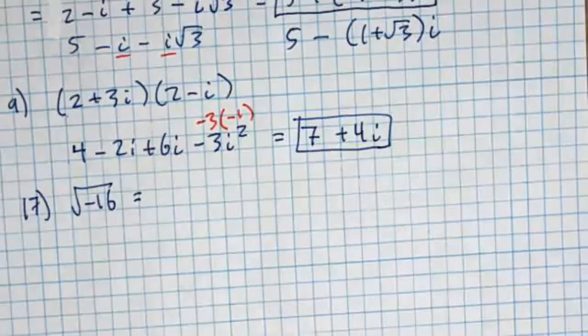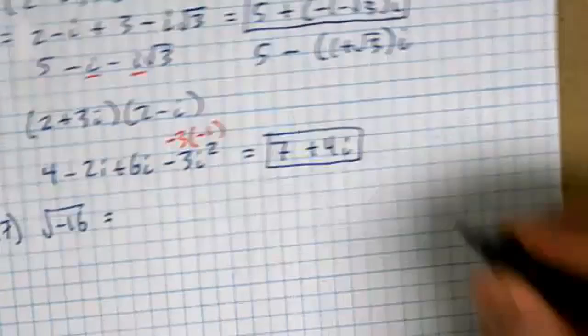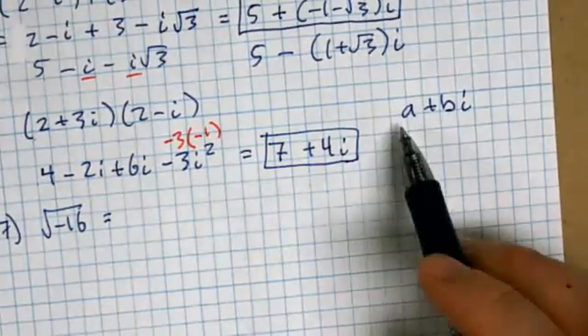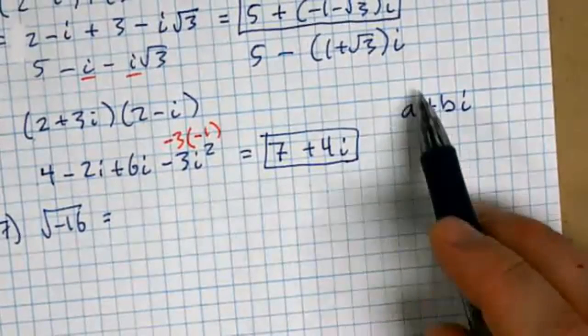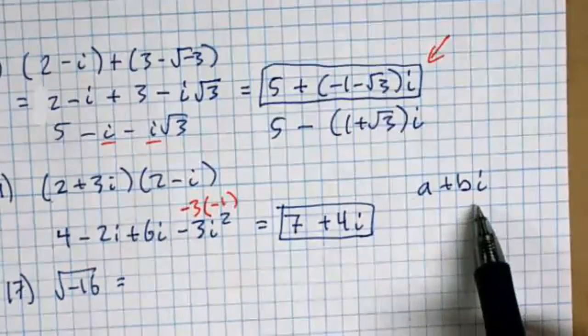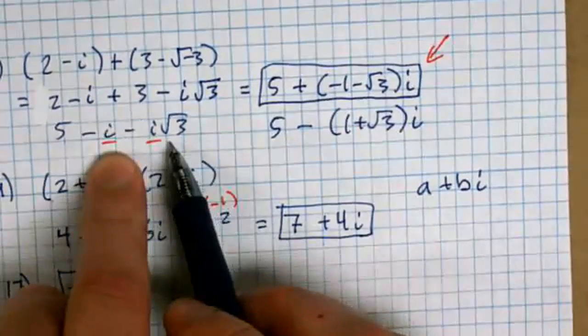Before I move on, question on 9. When we're writing out the answer, do you want us to put the 7 before 4i, or does it matter? Technically it doesn't matter, but traditionally standard form is a plus bi, where a and b are real numbers. So usually we want our real part first and then our imaginary part second. And we had 2 things with i in them here.